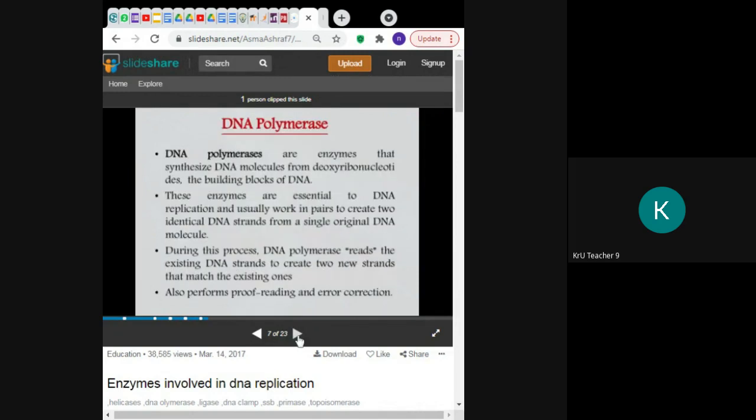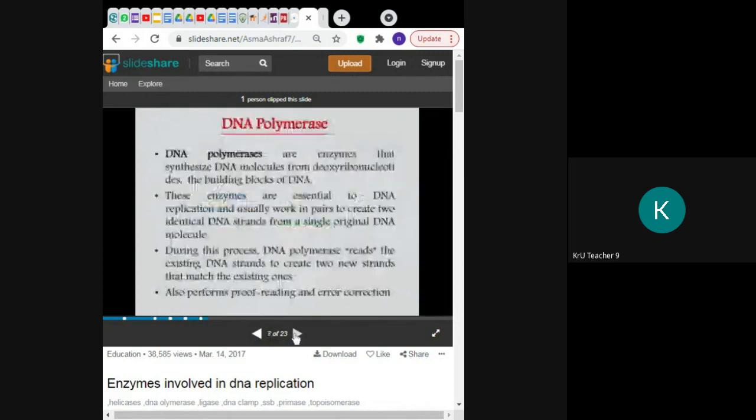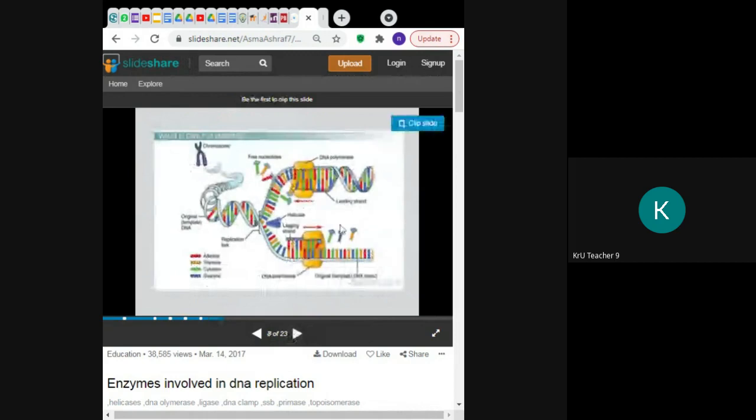Next, DNA polymerases. DNA polymerases are the enzymes that synthesize DNA molecules from the dNTPs, which are the building blocks of the DNA. These enzymes are essential for DNA replication because they work in pairs. There are two strands of DNA, as we see from this figure, and on each strand one DNA polymerase can bind and bring about the replication. During polymerization, they read the existing DNA strand and add new nucleotides to it. They also perform proofreading and error correction activity. Here two polymerases have bound, and they are participating in the process of replication.